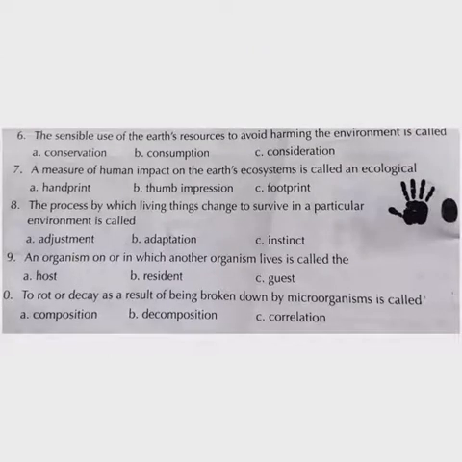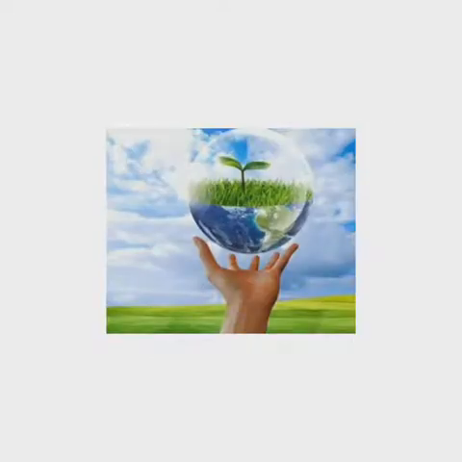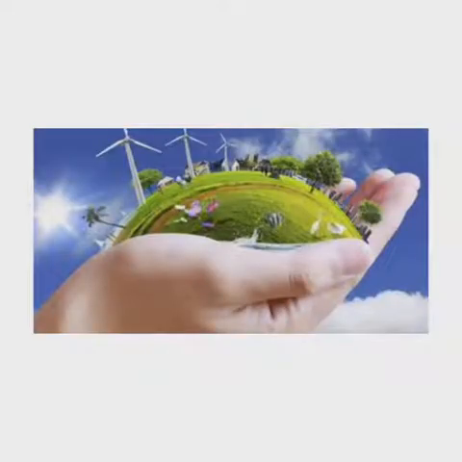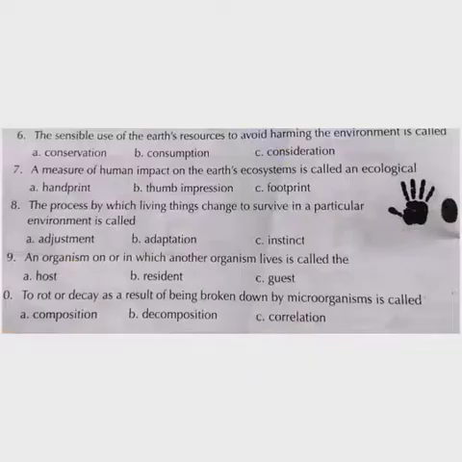Listen, look at the sixth question. The sensible use of the earth's resources to avoid harming the environment is called: conservation, consumption, or consideration? In order to avoid excessive degradation and for the betterment of the environment, it is conservation. To avoid harming the environment is called conservation. We have to protect our environment. Conservation is the correct answer.